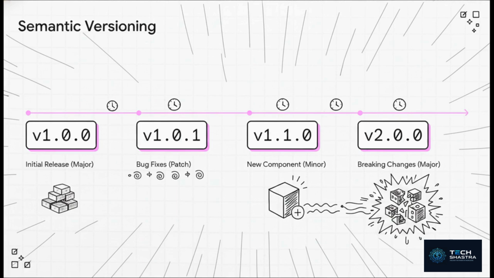A small bug fix? That's a patch release. Added a cool new feature that doesn't break anything? That's a minor release. A huge change that could break old stuff? That's a major release. This little system builds so much trust and predictability for everyone who uses your work.